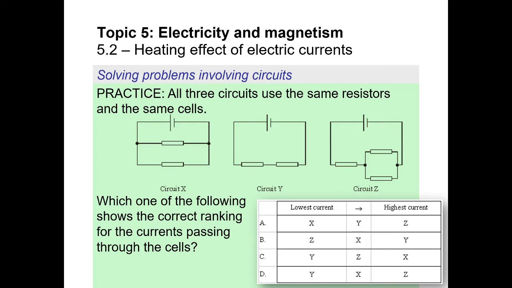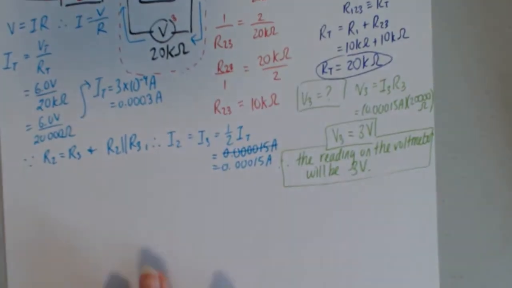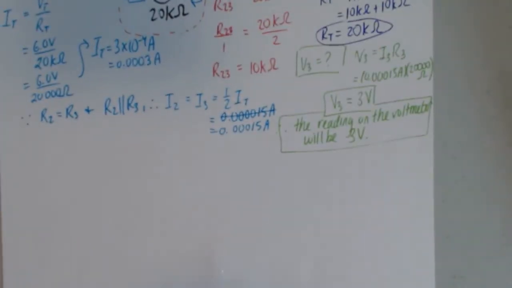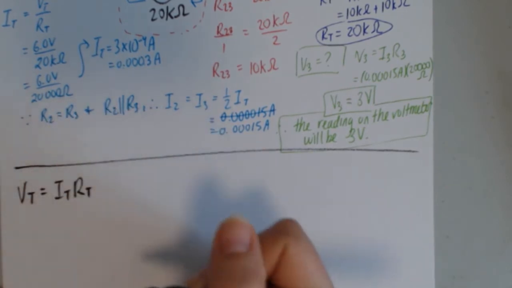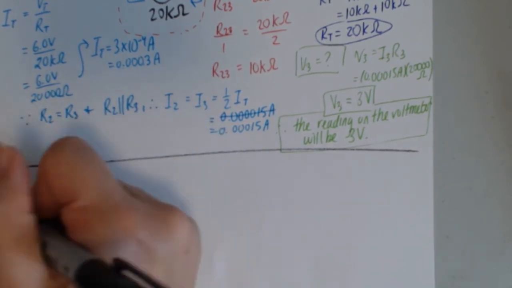I think we will use the page for this. Hang on. Let me just use this again. Okay. Ohm's law says total voltage is equal to total current times total resistance. We're trying to figure out which one of these has the biggest current.